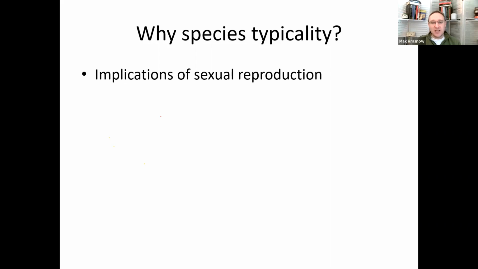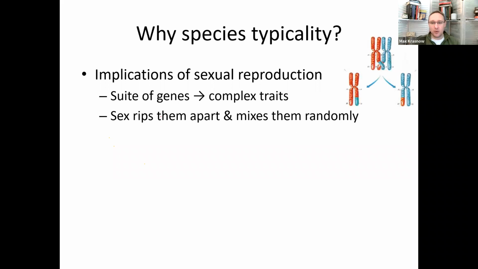To get there, start with the fact that complex traits are made out of coordinated effects of a whole suite of genes, right? For something like a hand, you don't get that just on the basis of one gene acting alone. It takes a lot of genes all working together in order to make that happen. So far, so good. But now think about what happens during sexual reproduction.